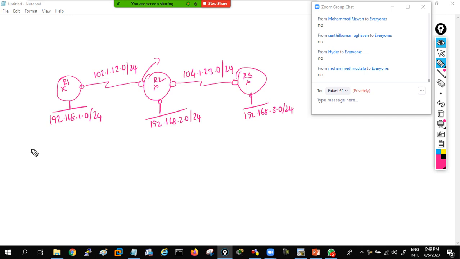Now what I told you: router 1 will send his updates to router 2, and router 2 will send his updates to router 1. Then router 2 will send his updates to router 3, and router 3 will send updates to router 2. This is how they are going to build the routing table, right, guys? This is what we know so far.